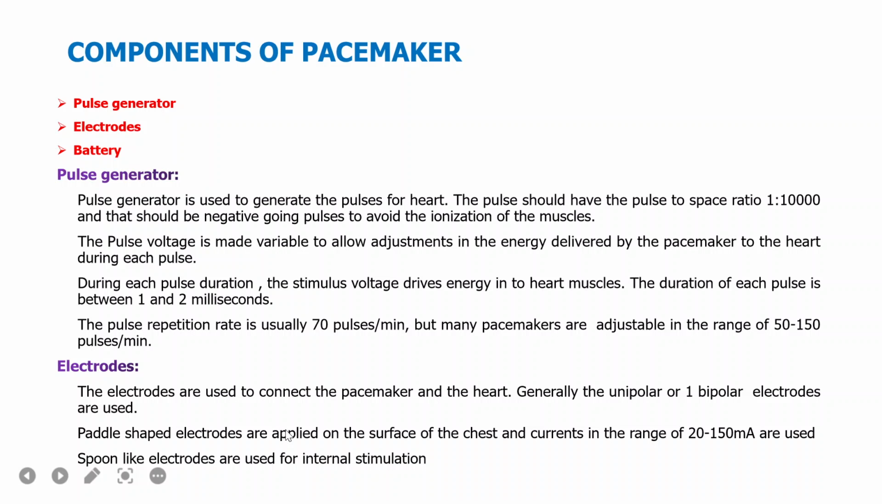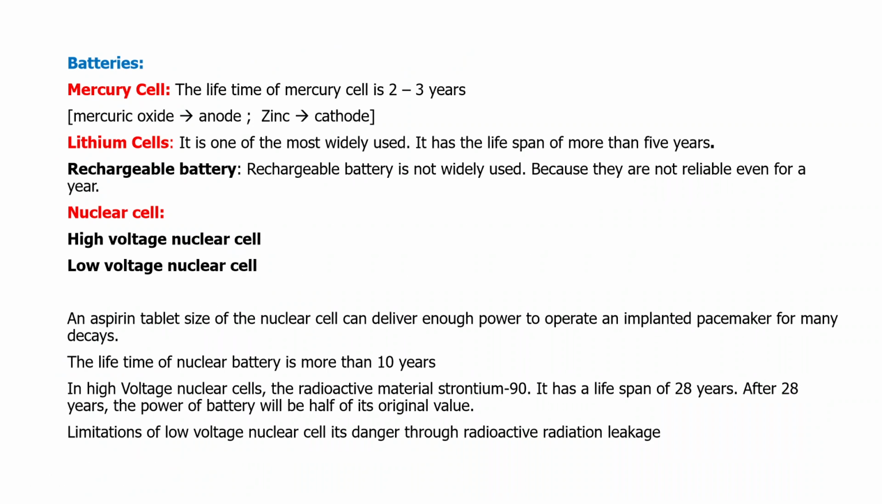The electrodes are used to connect the pacemaker to the heart. From the pulse generator, we use wires to connect the electrodes, which will be placed inside the myocardium. Here we may use unipolar or bipolar electrodes. Paddle shaped electrodes can be kept on the surface of the chest, and the current range is 20 to 150 milliamps. We also use spoon-like electrodes for internal stimulation.